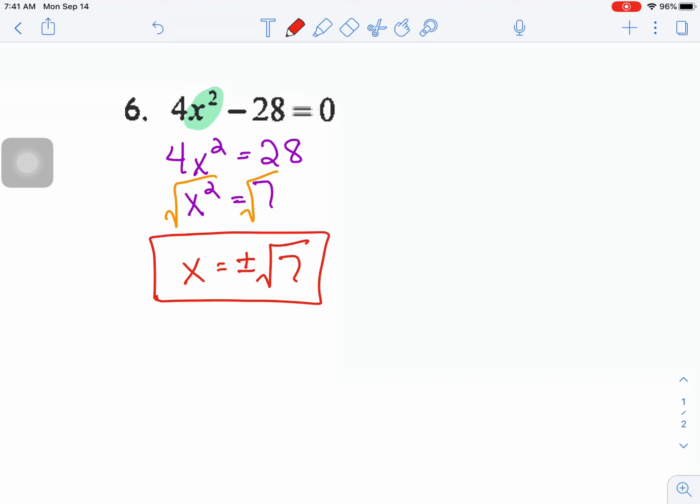The only reason you could possibly change this answer is if you had directions that told you to find decimals, or this was some kind of real world problem. Maybe that would end up being an issue. But for this one, it just says to solve. I have solved. Problem number 6 is done.